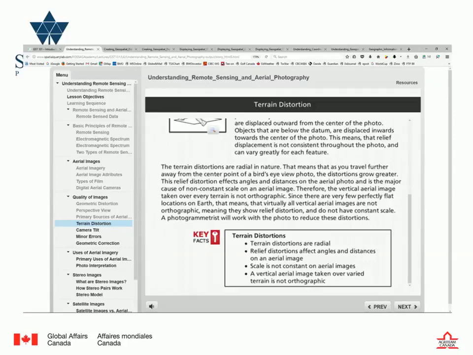All right. So the last point is kind of important. The vertical aerial image taken over varied terrain is not orthographic, which means if you have bumps in the terrain or buildings, it is not orthographic because it's not uniform. There'll be too much distortion in the pictures. So this means that if you're in mountainous areas, it's harder to get a good orthophoto made and measured.